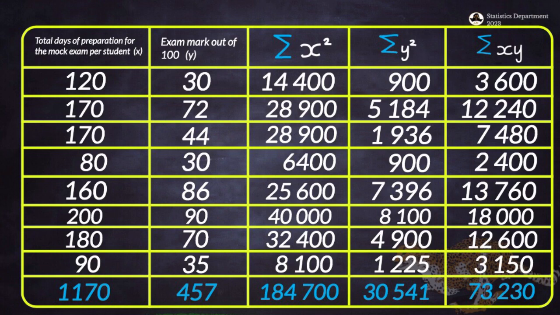So what you see y squared is basically 30 squared, 72 squared, and 44 squared, and the like. Then you get your y squared respectively, and then you add all those y squareds to get your final answer, which is in blue at the bottom there. And then for the xy is basically x times y.